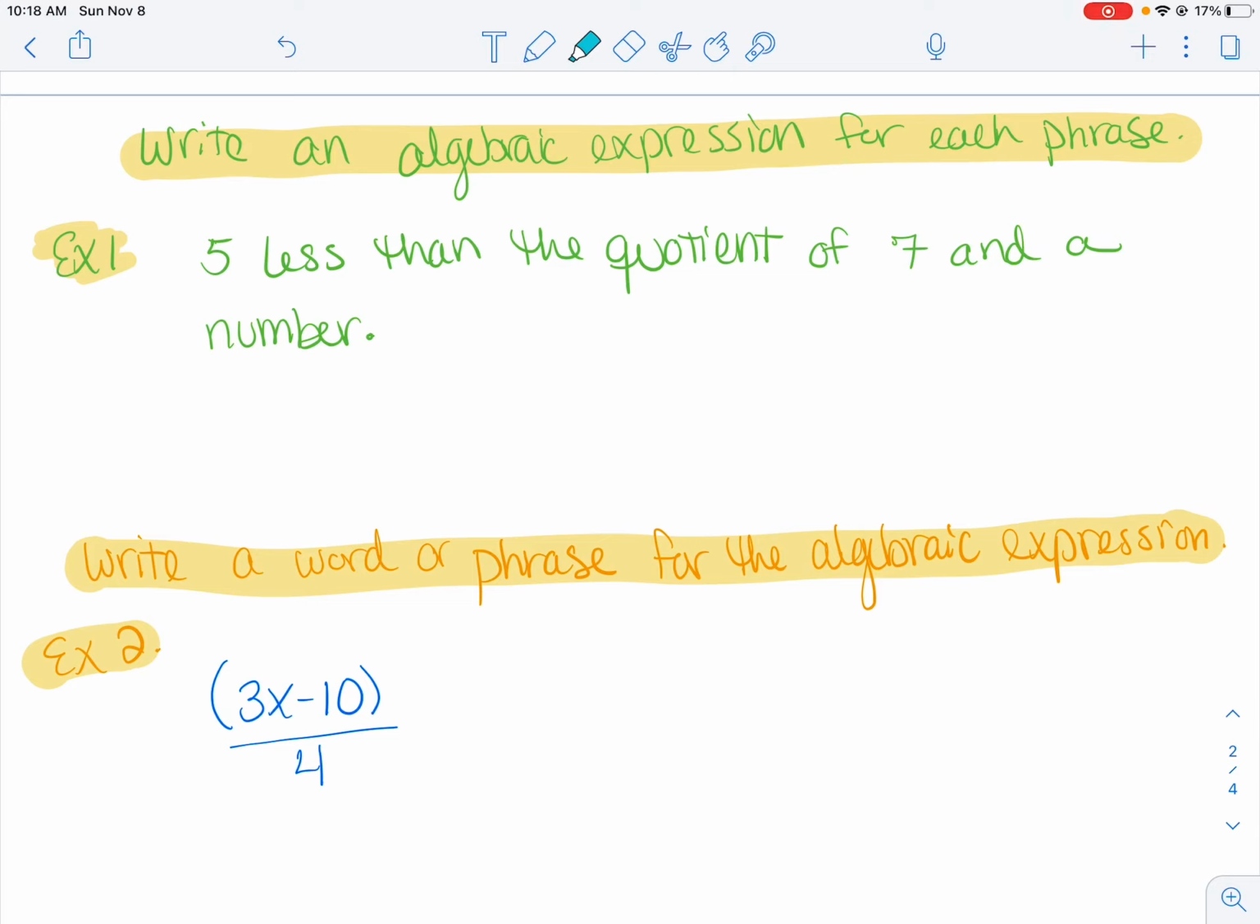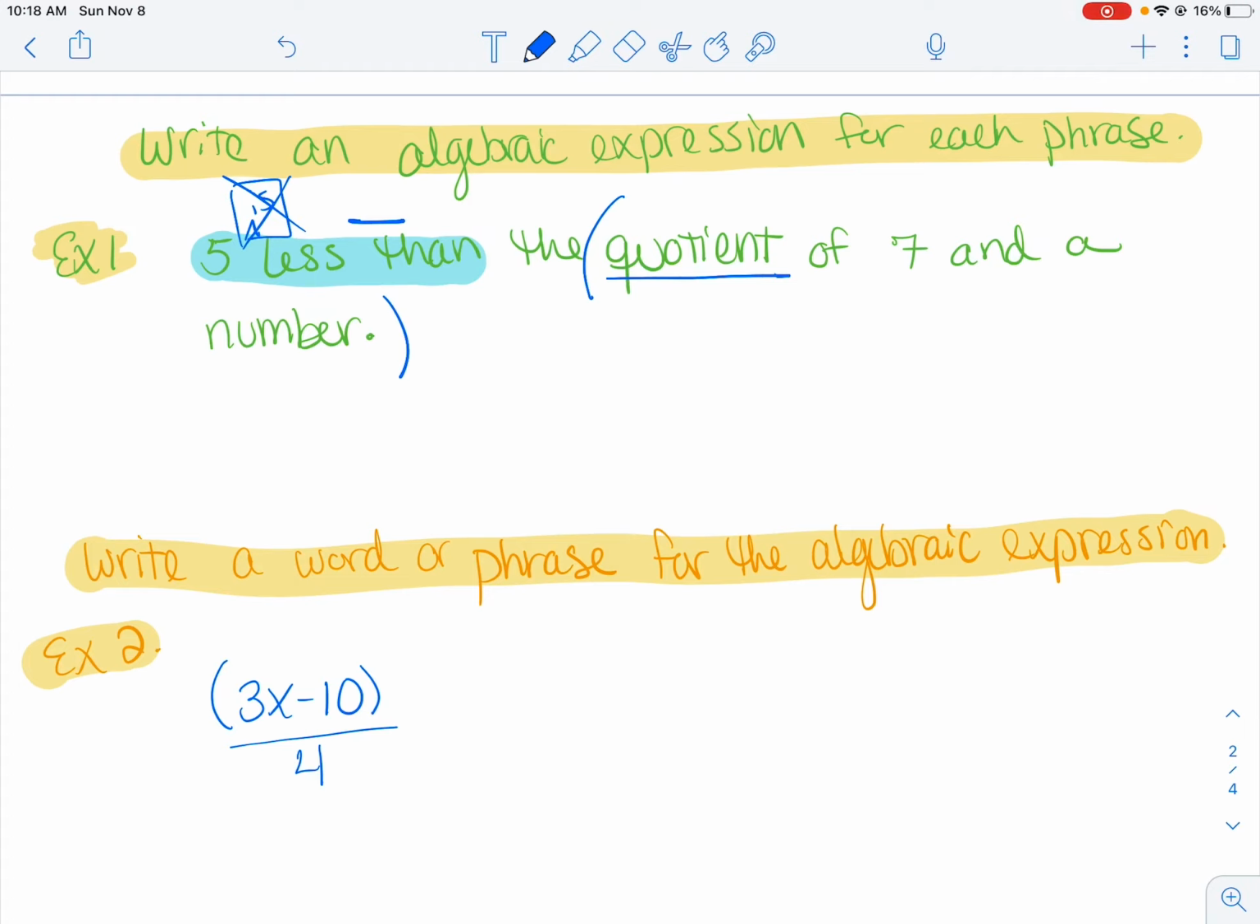So the first directions say write an algebraic expression for each phrase. And our phrase is 5 less than, okay? So notice it does not say the word is, right? That's not there, so that means we're using subtraction. We're not using a less than symbol. So 5 less than the quotient, and so when that says the word quotient, I need the whole quantity, right? So that's all one piece. So I'm going to start by translating the group, which is the quotient, all right?